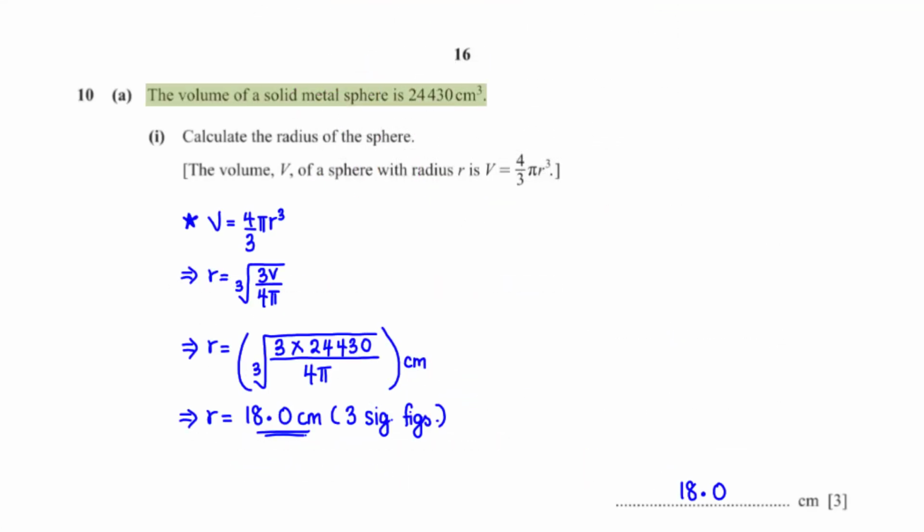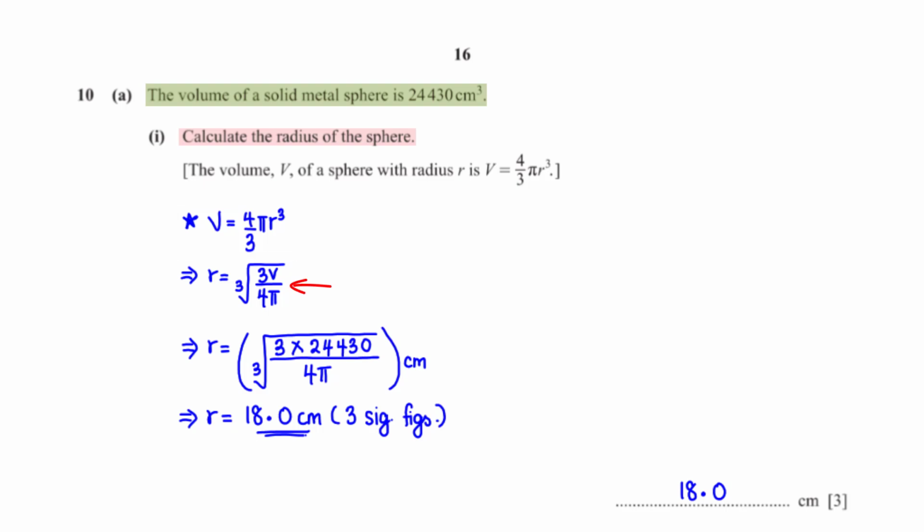The volume of a solid metal sphere is 24,430 cm cubed. Calculate the radius of the sphere. We've been given the formula for the volume of the sphere. In this case, we want to find r. When we make r the subject of the equation, this is what we have.